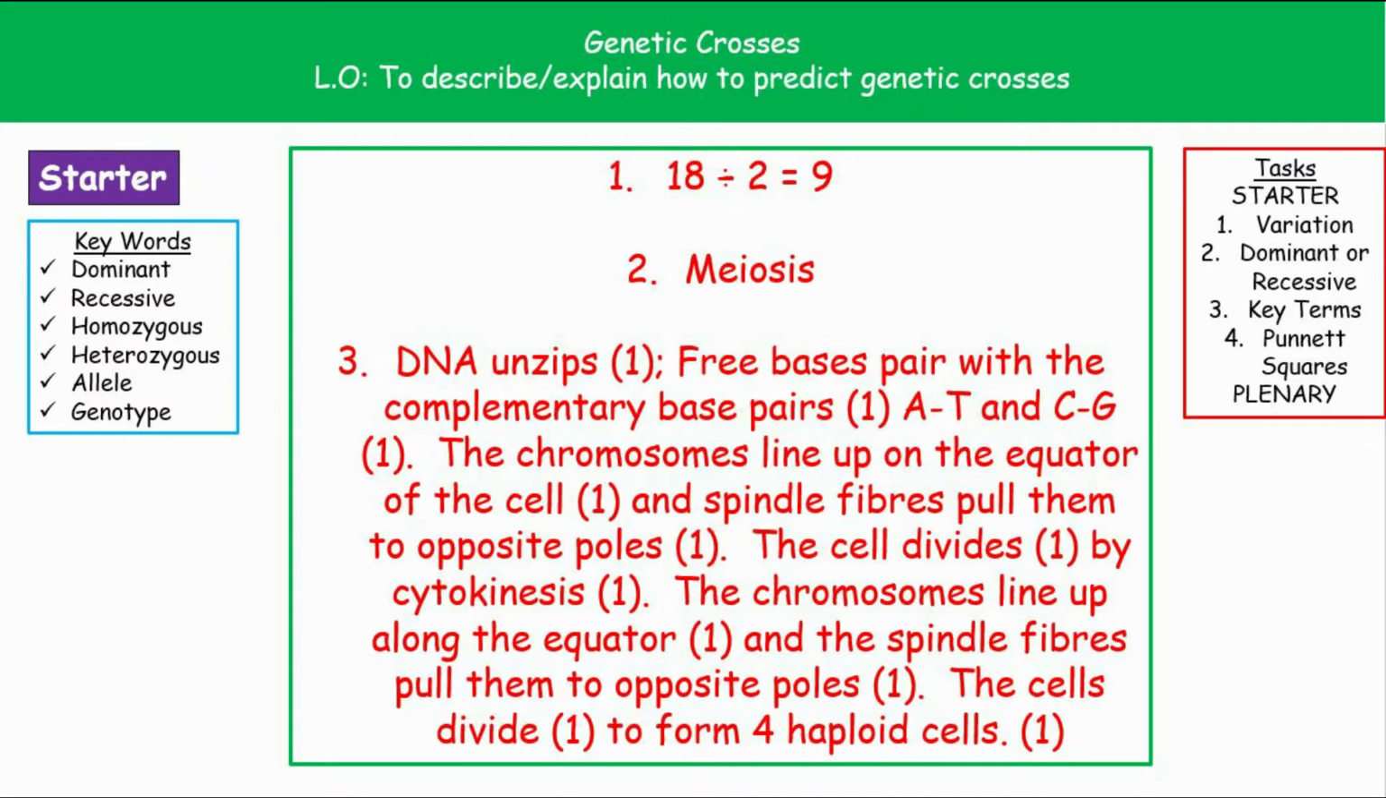Fifth mark is for saying the spindle fibres pull them to the opposite poles or the opposite ends of the cell. Sixth mark, the cell divides. Seventh mark, if you said it's by cytokinesis. Eighth mark, if you talked about the fact that the chromosomes line up along the equator again. Ninth mark, if you said the spindle fibres pull them to the opposite poles. 10th mark, cells divide. And the 11th mark, to form 4 haploid cells. So give yourself a total out of 13 for your answer there.